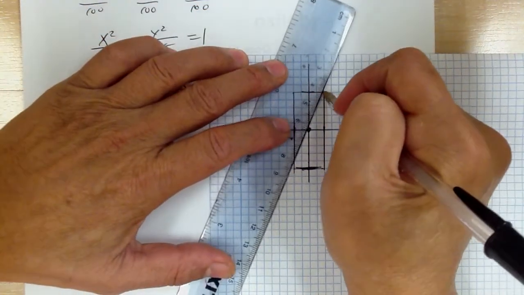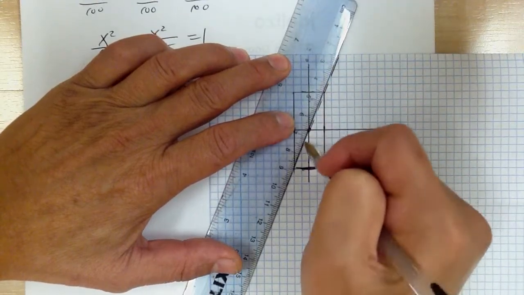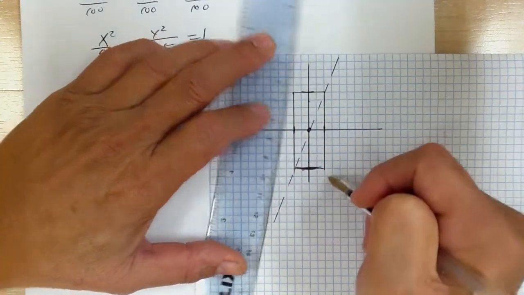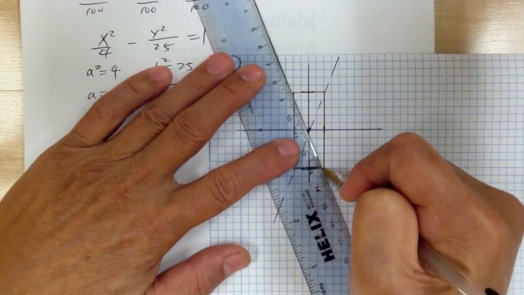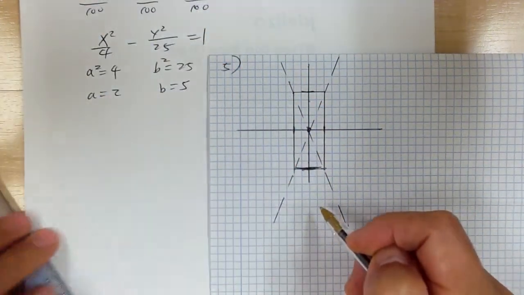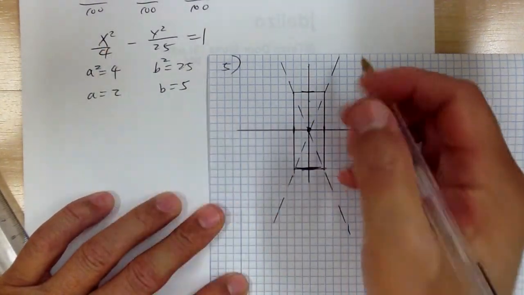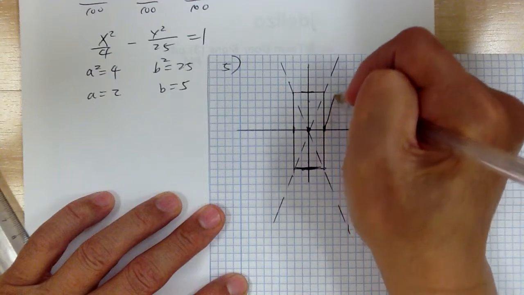Then after you get the box, you go ahead and draw your asymptotes. Then you do the graphing. So you have to watch the direction. X comes first, so this would be in the x direction.